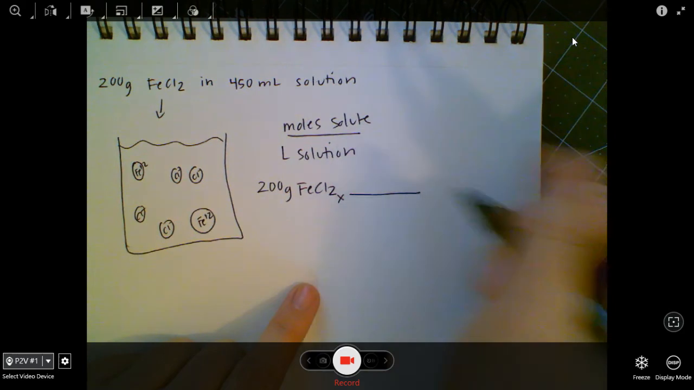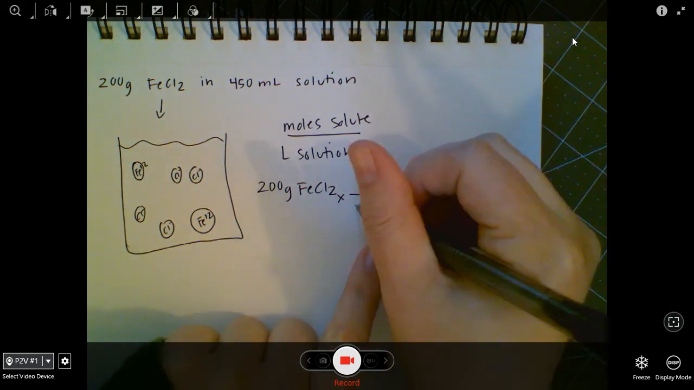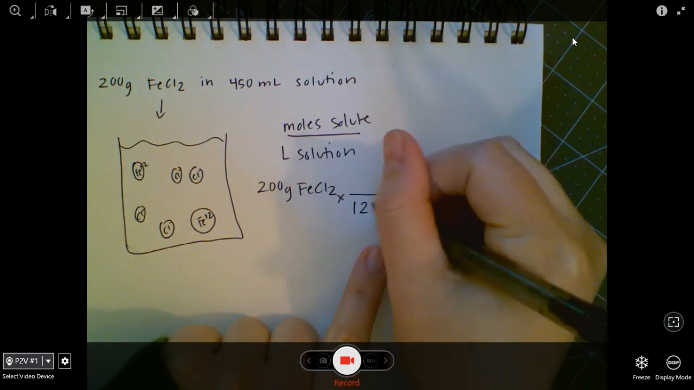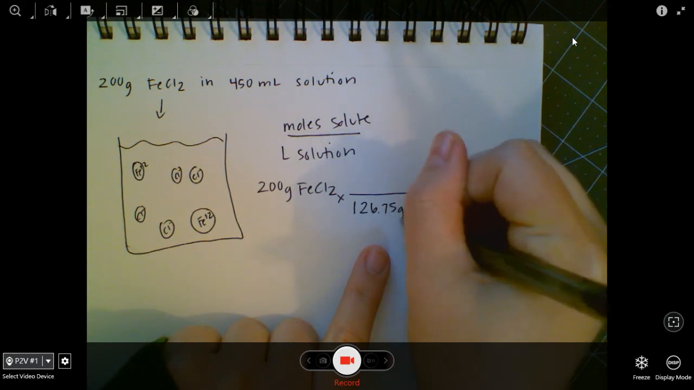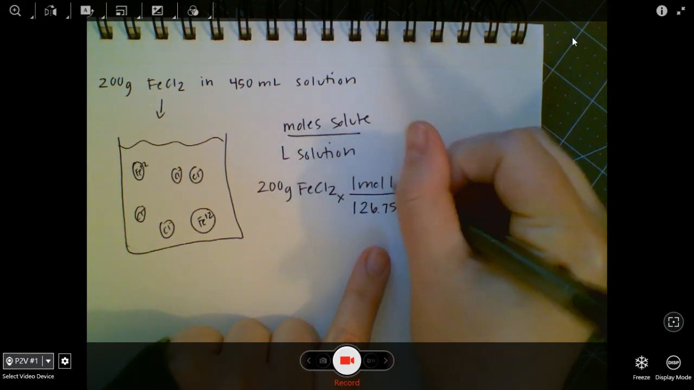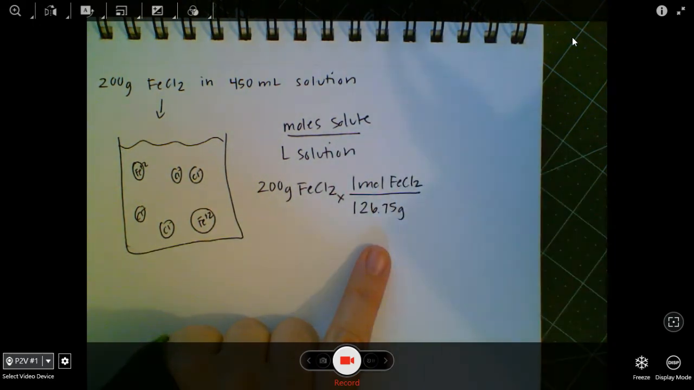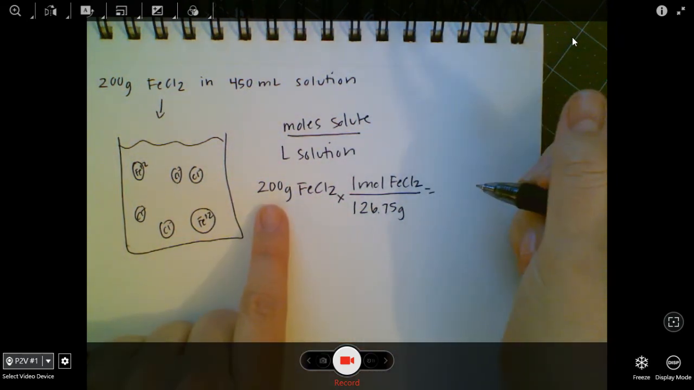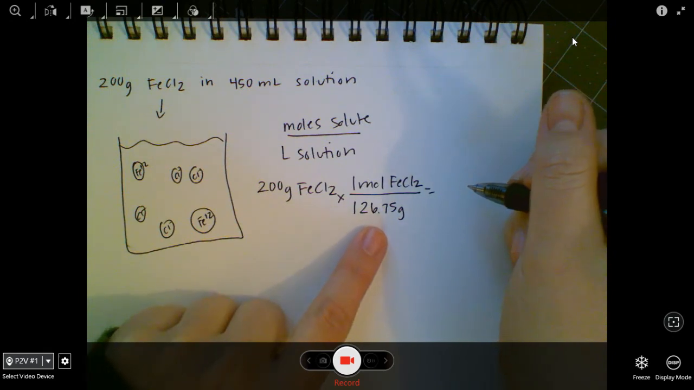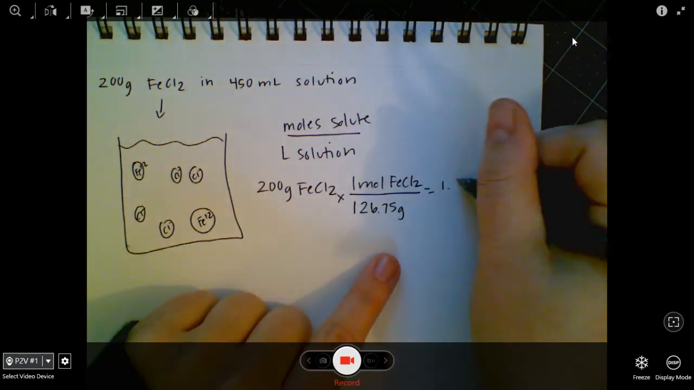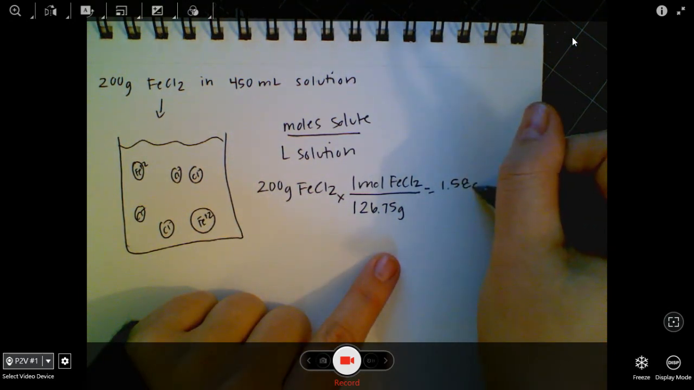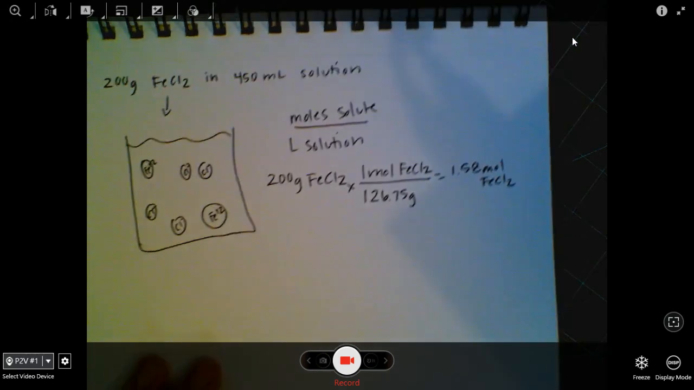126.75. I want to convert that to moles, so I'm going to put the molar mass on the bottom, 126.75 grams for every 1 mole of FeCl2. Okay? If I do this math, I'm going to take 200 divided by 126.75. I end up getting 1.58 moles of FeCl2. Okay, so I've got my moles.